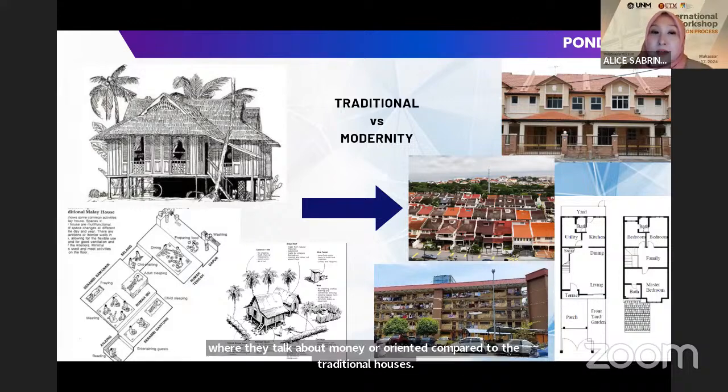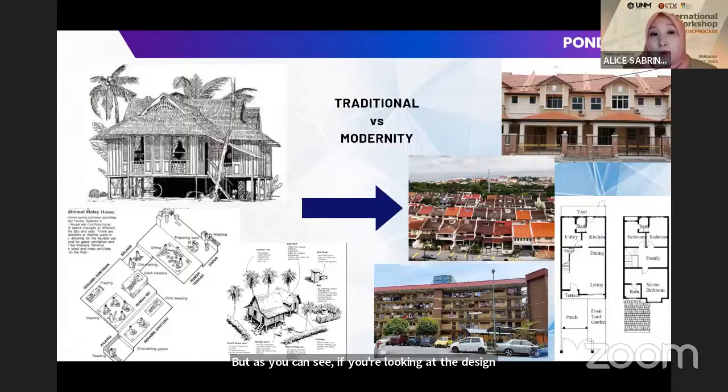But as you can see, if you look at the design of the traditional houses, even though it looks old, antique, like an artifact, built from wood and timber, and using coconut leaves known as nipa for the roof structure, the beauty and tradition of the traditional houses, the identity, is still unique and it still stands.